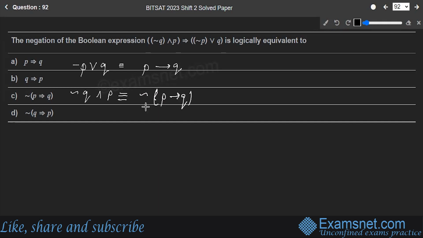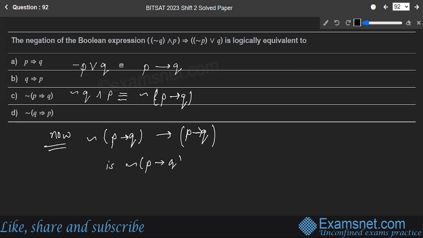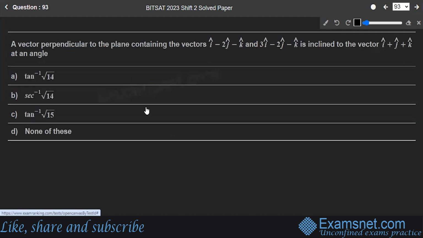Now, negation of P implies Q. This means that P implies Q. Negation of P implies Q, implies P implies Q. And this is negation of P implies Q. Intersection negation of P implies Q. That is negation of P implies Q. So you have option C as the right answer. Hope you understood this. Next is question number 93.